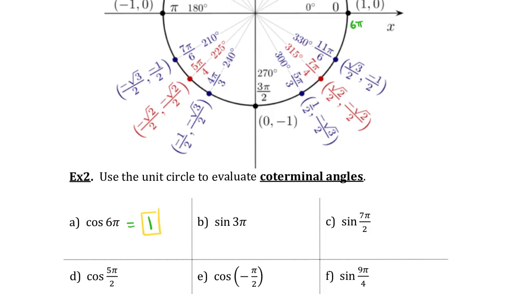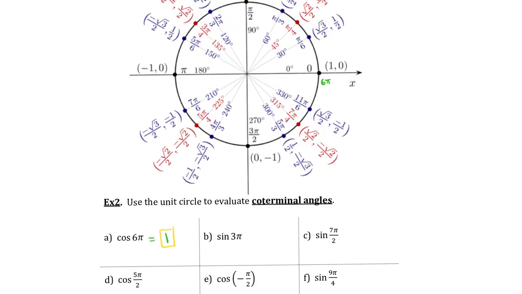Let's do the sine of 3 pi. 3 pi is not on my circle, but 1 pi is, so I can figure this out. This is 0. 1 pi, 2 pi, 3 pi. So 3 pi is the same as pi, or it's coterminal with pi. The sine is the y-coordinate, so the sine is going to be 0.